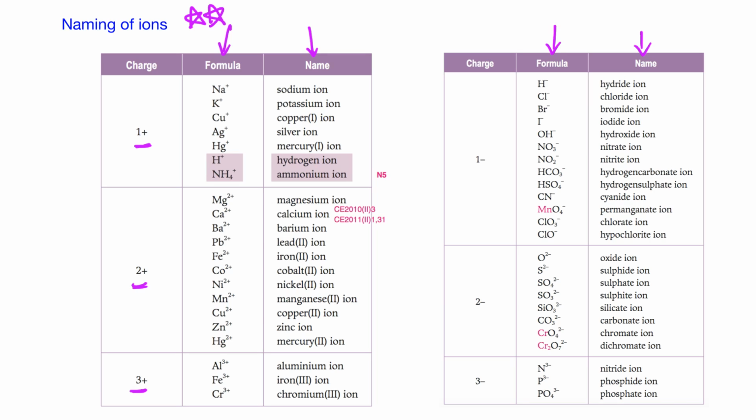Before we move on, I just want to suggest that you try to memorize the whole thing by categorizing it into 2 pages. The one on the left-hand side: the upper part will be 1 positive, the middle part will be 2 positive, the lower part will be 3 positive. So try to memorize in this sequence.